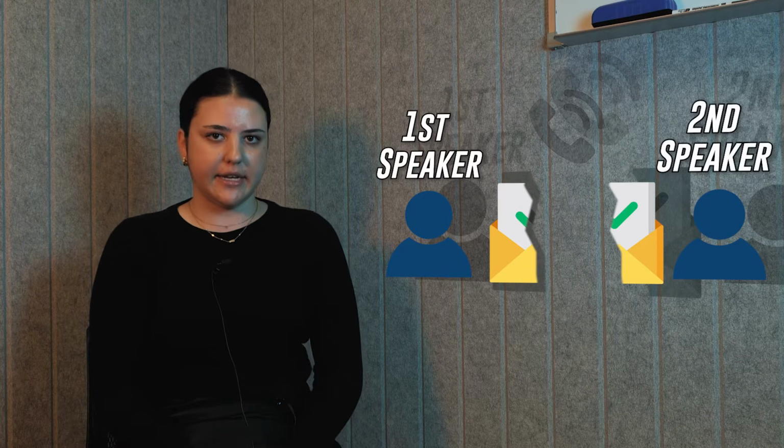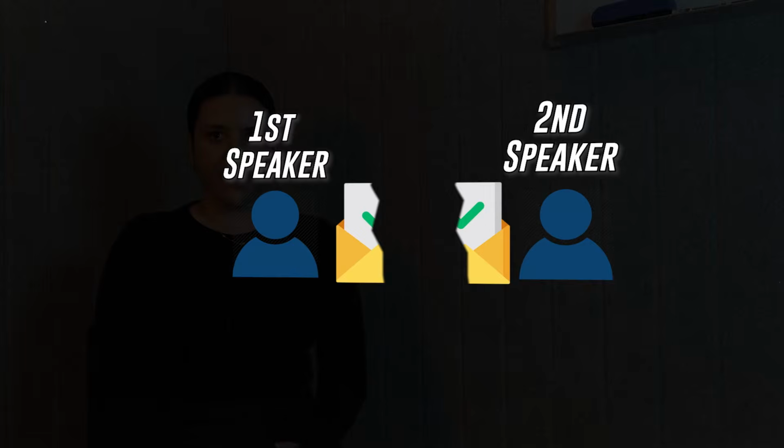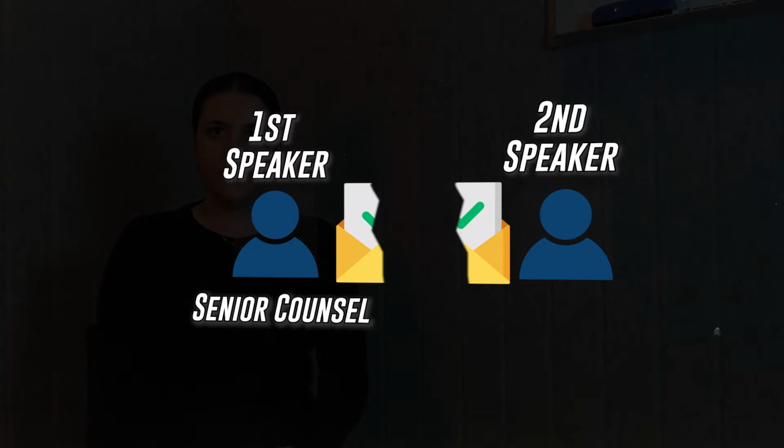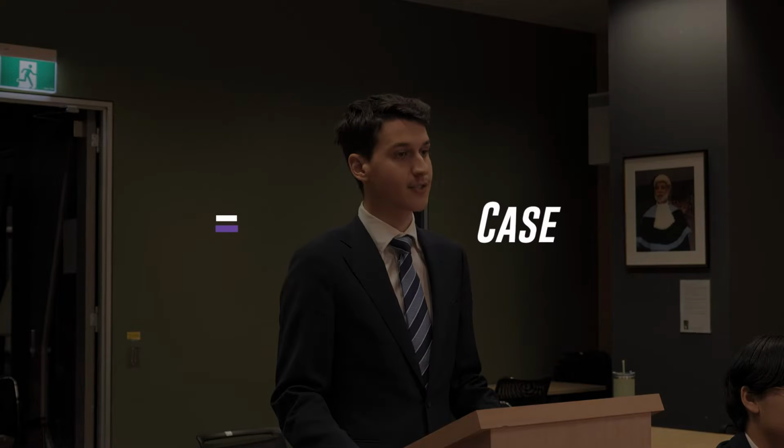The problem question is designed to be easily divided between two people. Contact your partner and decide whether you will be speaking first or second. If you are speaking first, you will be the senior counsel. If you are speaking second, you will be the junior counsel. Both roles will be judged equally. Before the moot, you'll be required to prepare written submissions. These will be due 2 days before the moot.